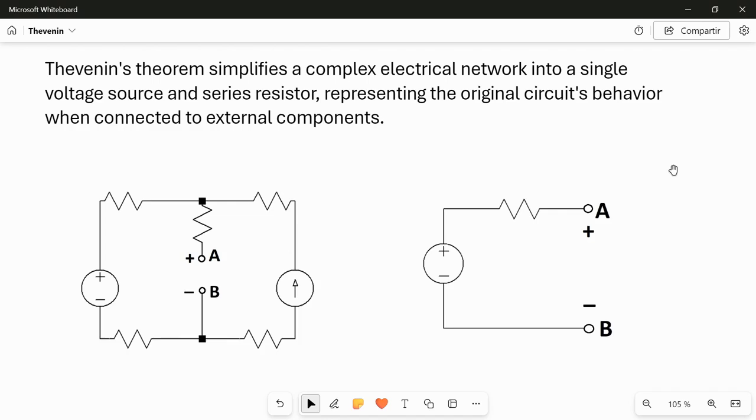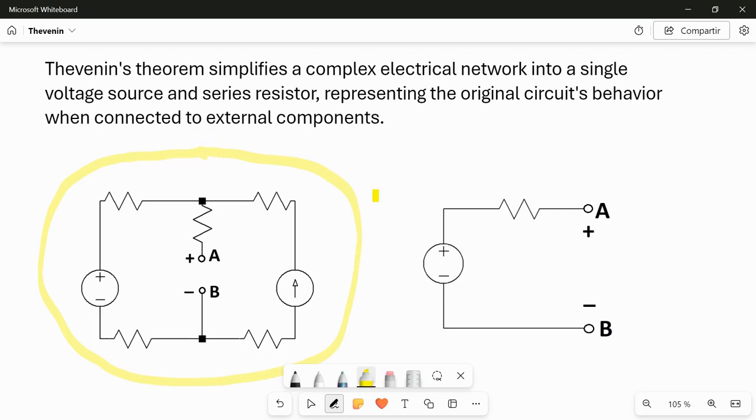So basically this sentence is telling us that we can simplify, for example, something like this. All this circuit inside here, we can simplify with something like this. I mean, this thing here is the same as this other thing on the left.